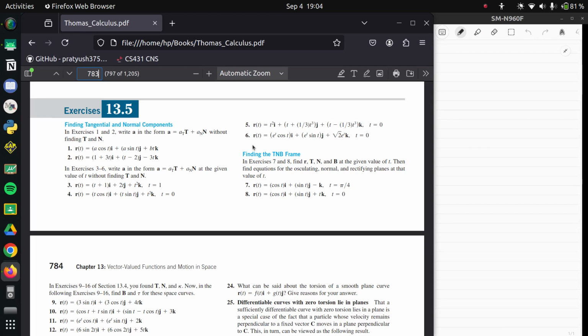So this is exercise 13.5. Let's just get it done real fast. So first question, right? The first question. So for question 1 and 2?